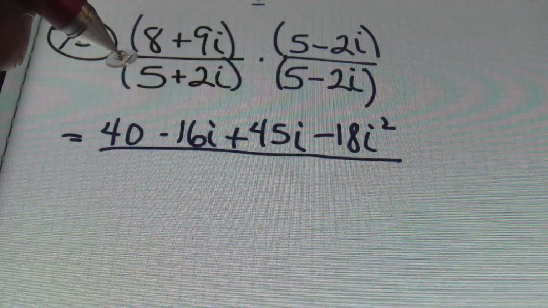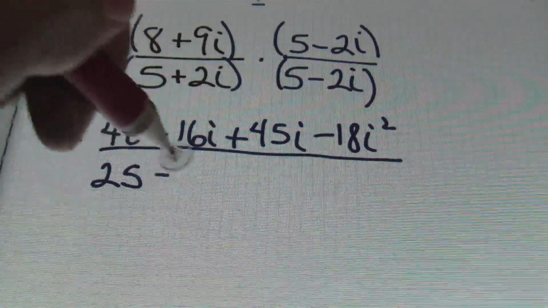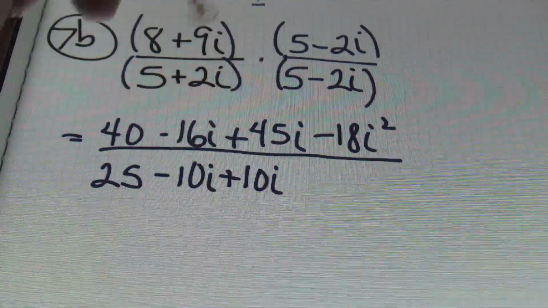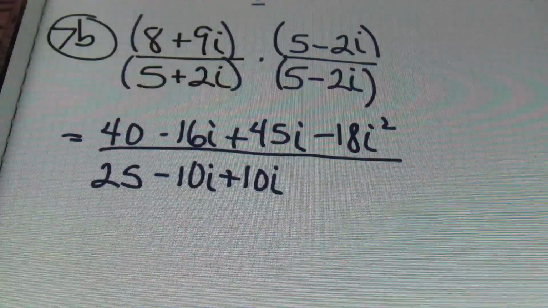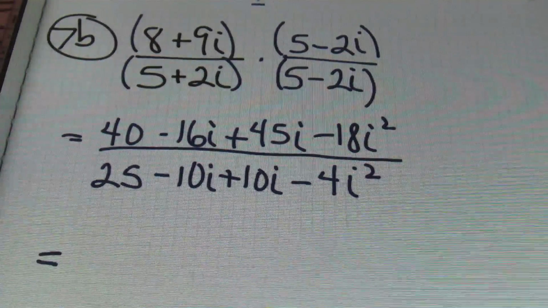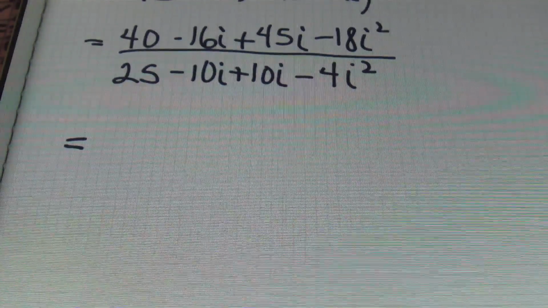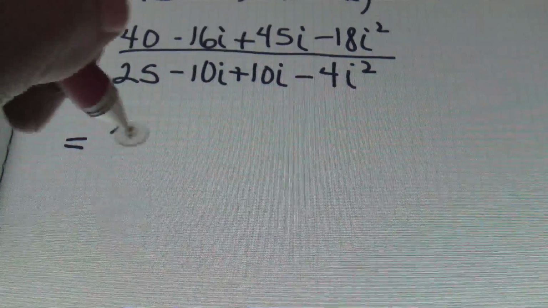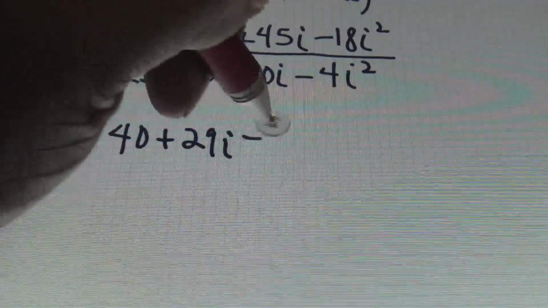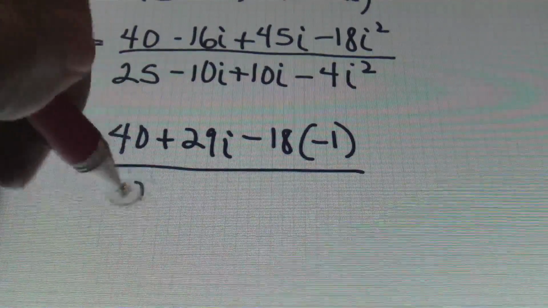Foiling this out in the denominator, we'll have 5 times 5, which is 25. 5 times negative 2i is negative 10i. 2i times 5 is a positive 10i, and 2i times negative 2i gives me negative 4i squared. All right. In our next step, we'll be combining our middle terms together as well as converting those i squareds into negative 1. So here I now have 40, this is going to be plus 29i minus 18 times negative 1. All of this is going to be over 25.